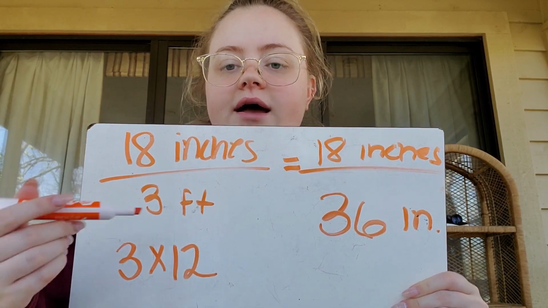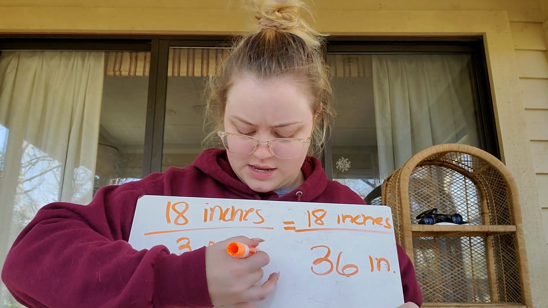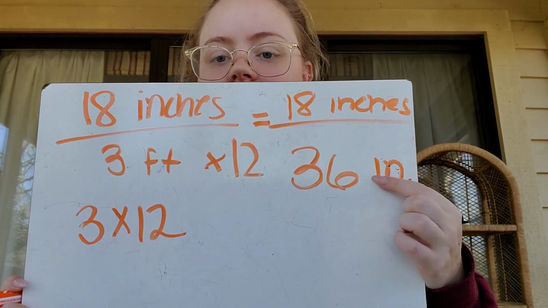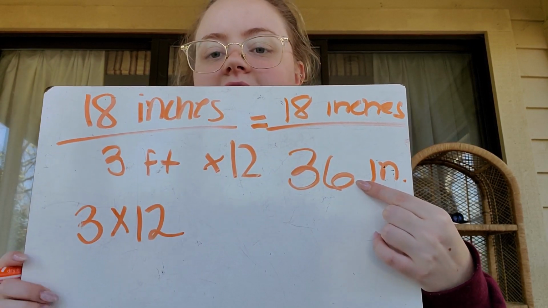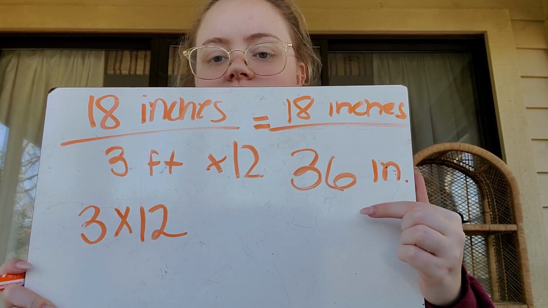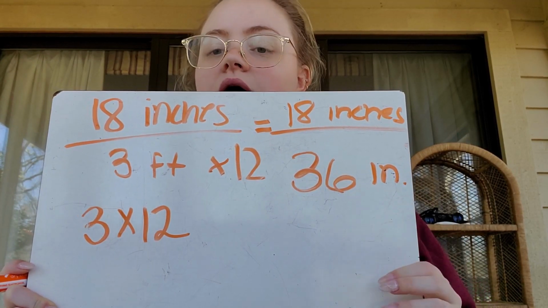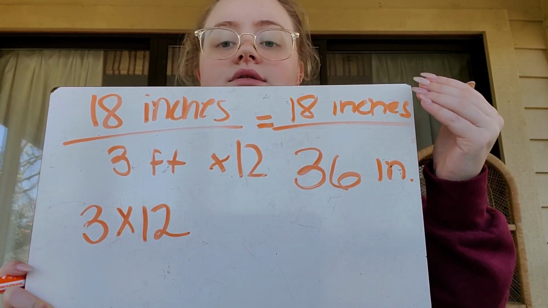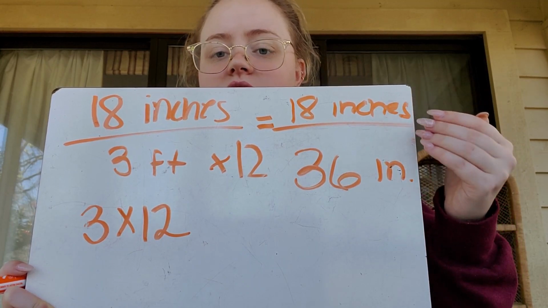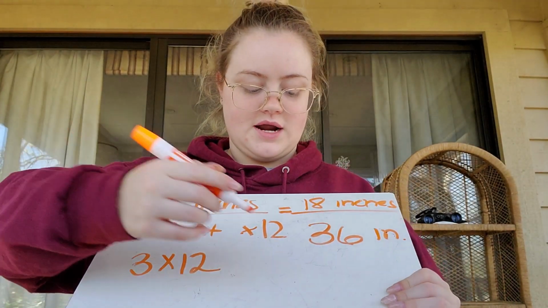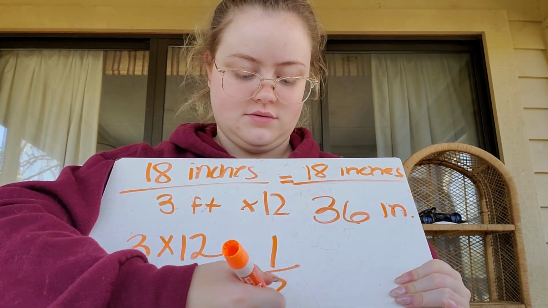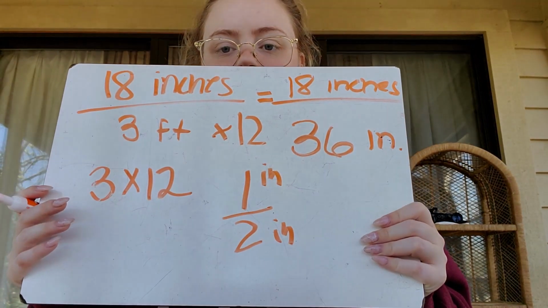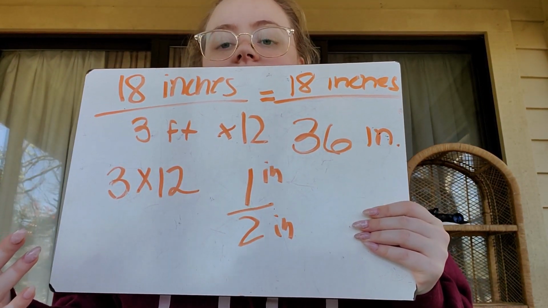So that makes sense. I'm taking my bottom and multiplying it by a factor of 12 to get 36 inches. Next, I'm taking a look at 18 inches over 36 inches. My next step is to simplify because these are in the same unit. We're going to look at these as fractions. When I simplify, I'm going to get 1 over 2 inches. And that is how we set up conversions.